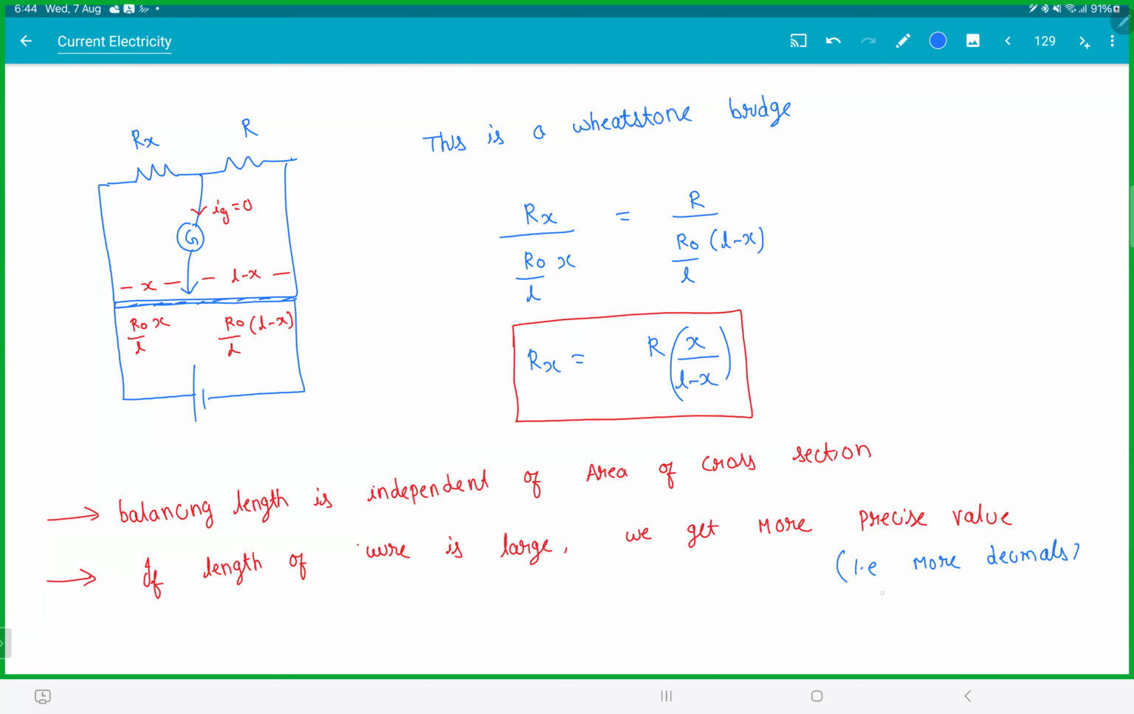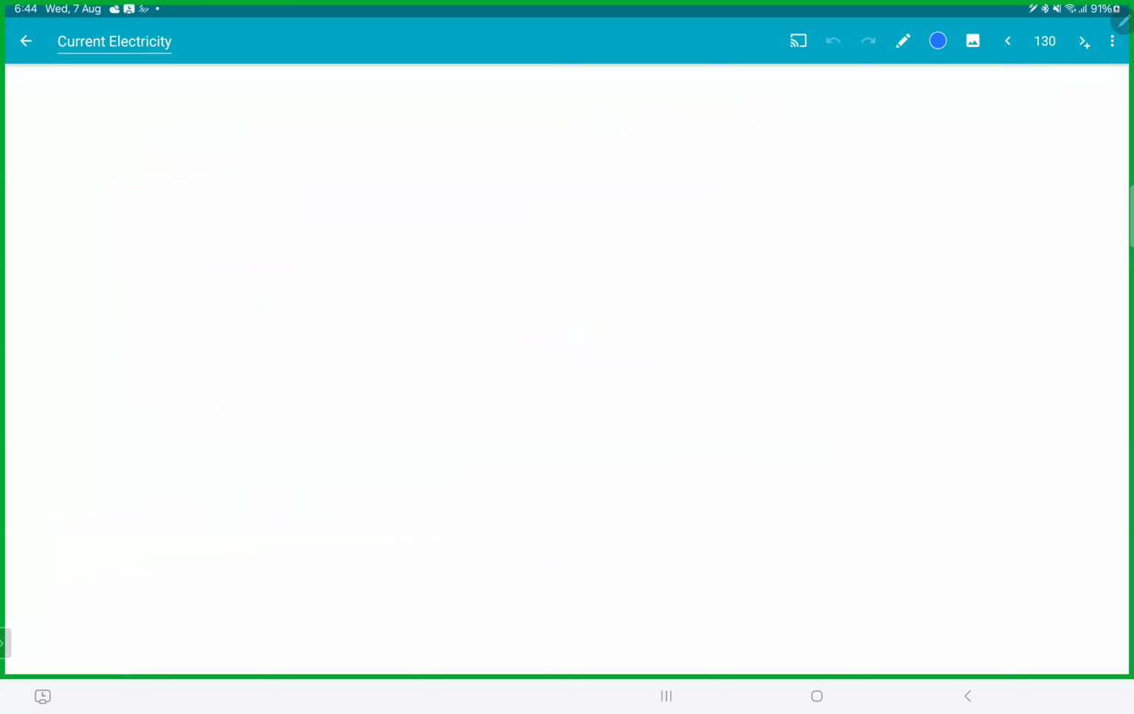That is more decimals. I think better I read an example. Let's say length is 1 meter. Let's say we got R is 2.2 ohms. If length is 10 meters, then let's say we will get more precision. Let's say 2.01 ohm, something of that sort. You get more precision. So that is something. Now, there are certain precautions you have to take while using this.